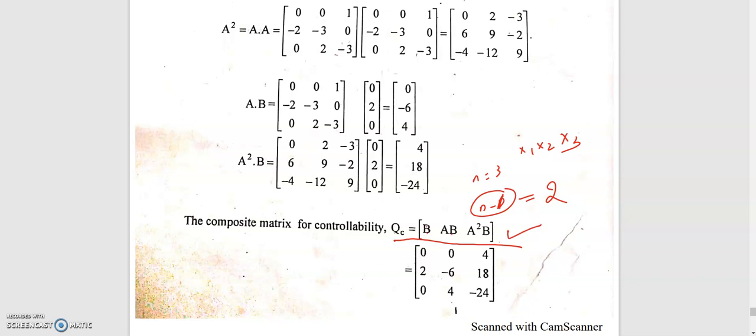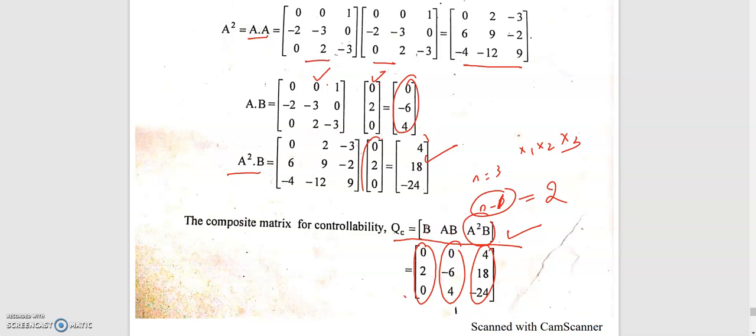B you already know, that is 0, 2, 0. Then A into B. You know A, you know B, so A into B gives this matrix, that is 0, minus 6, 4. Then next is A squared into B. What is A squared? A into A. You will get A squared. Then multiply A squared with B, and you will get this matrix. So write down A squared B.